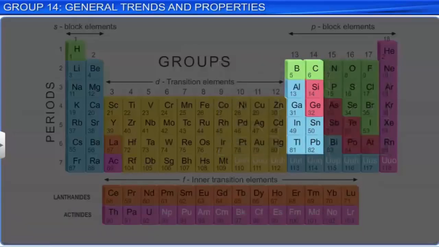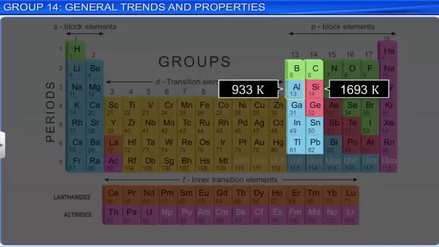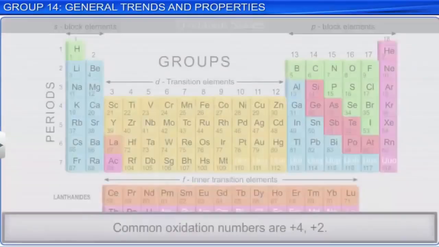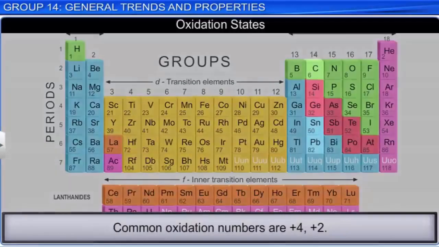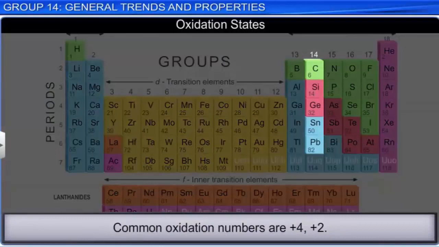For example, silicon has a melting point of 1693 Kelvin. But the melting point of aluminium in the same period is 933 Kelvin.